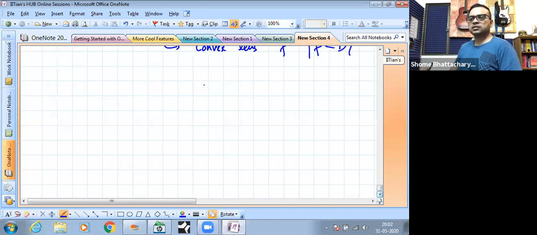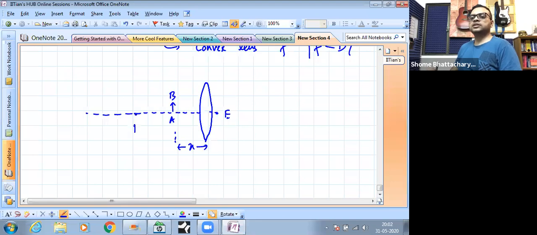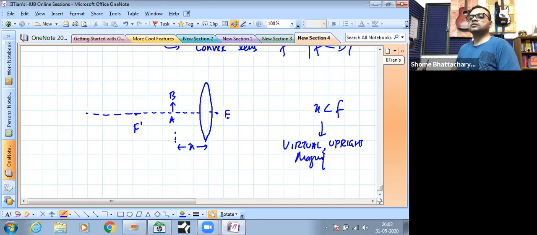So what we do in this case is, the eye is kept more or less near the pole. Now on this side, the object AB is kept at some distance x, where the focal position is somewhere here, so definitely x is less than the focal length. So it will produce a virtual, upright and magnified image. So what will happen here is that the rays of light from this, such that we produce this back.